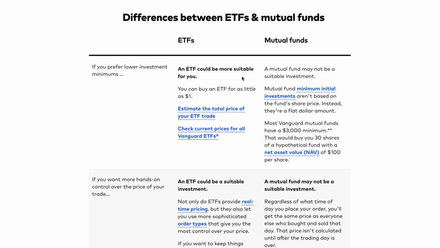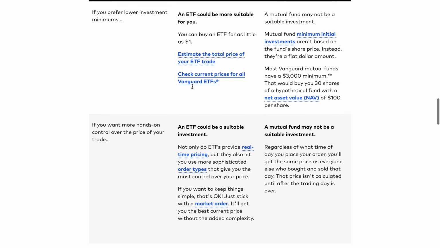A mutual fund may not be a suitable investment because the initial investment minimums can be high. Here at Vanguard, most of theirs have a $3,000 minimum, so you would have to invest $3,000 initially. A lot of people, when they're starting their investing journey, don't have $3,000 to get started, so they might choose an ETF.